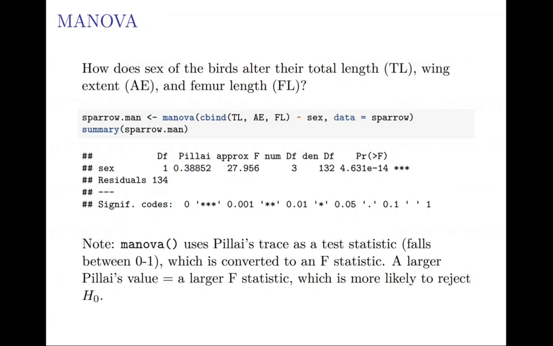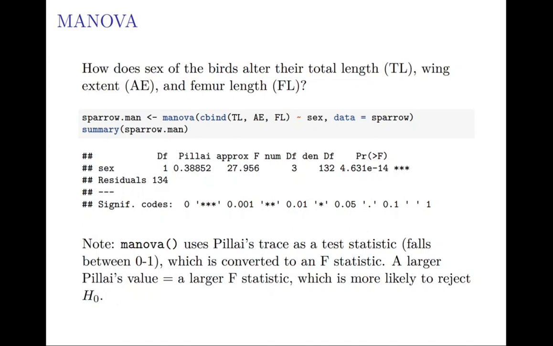So a question we could ask with this data that requires a MANOVA is, how does the sex of the birds alter their total length, wing extent, and femur length? So I'm not going to take the full body size data set. I'm going to practice using just a few of the variables in case you should want to do that.